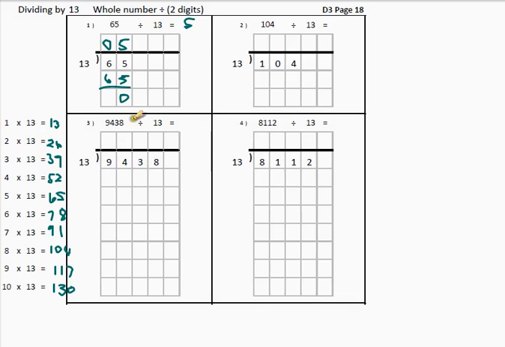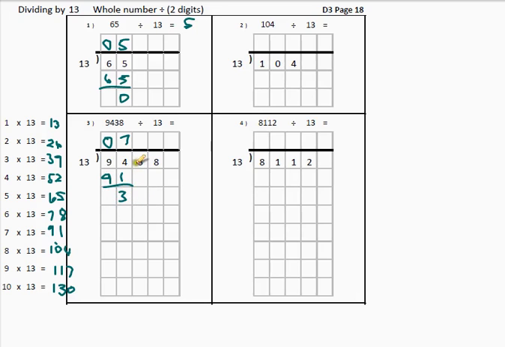Let's do this one together then. 13 goes in 9, it cannot. 13 goes in 94. Where is 94? 94 is there. So it must be 7. 7 times 13 is 91. And then we take away to get the remainder. 4 take away 1 is 3.